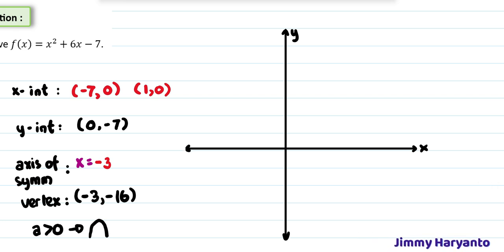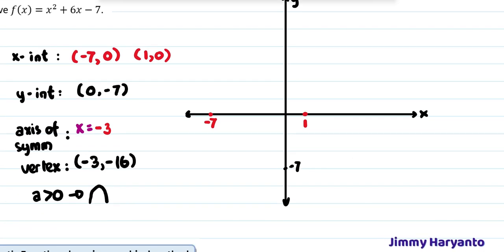And then you will plot the points. First is negative 7 far away to the left, and then 1, 0 will be maybe right there, and then 0, negative 7 maybe right here, and then negative 16 will be twice of negative 7. That means this one is not enough. I will add it. Yeah, this one is maybe a little bit more. Negative 16 is right there. And then we have negative 3 will be right here.